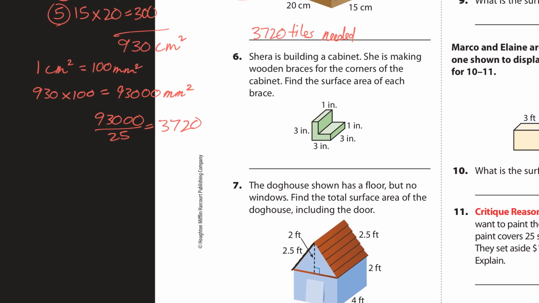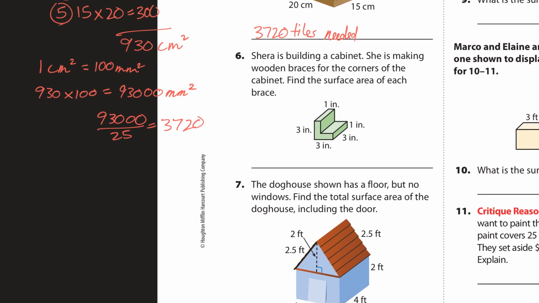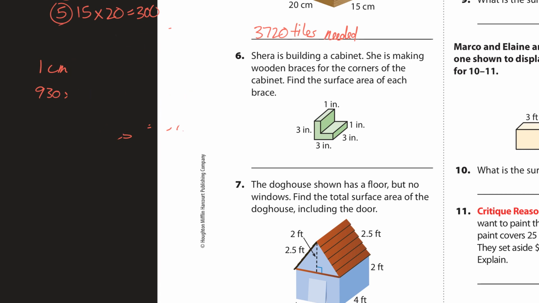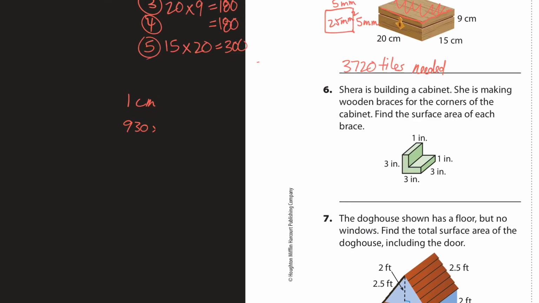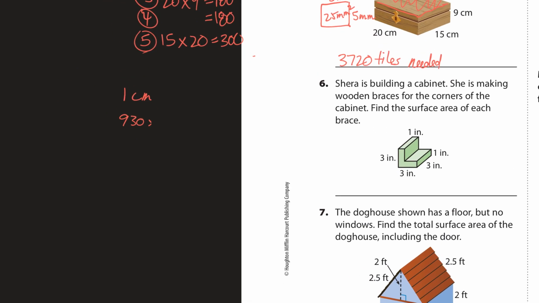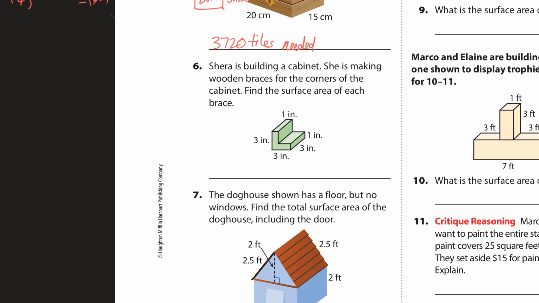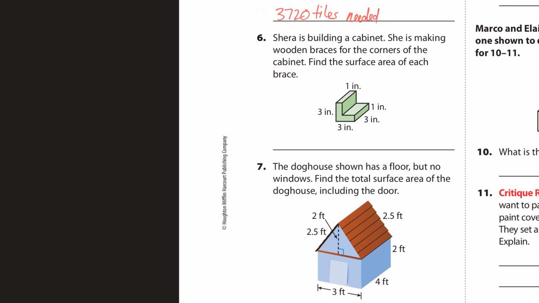Okay. Shara is building a cabinet. Okay. Let me erase some stuff here. And let's see. Oh, I shook the whole thing. Just giving myself some space here. And so she's building a cabinet. She's making wooden braces for the corners of the cabinet. Find the surface area of each brace. Okay, how many surfaces are there?